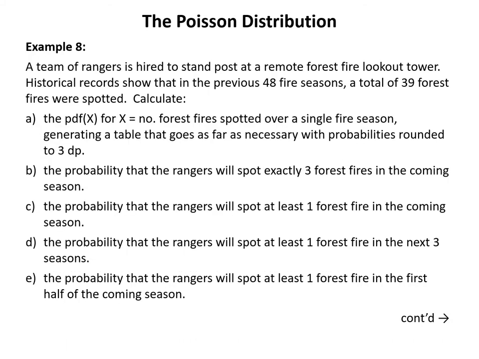In example 8, we have a team of rangers hired to stand post at a remote forest fire lookout tower. Historical records show that in the previous 48 fire seasons, a total of 39 forest fires were spotted there. And then we're asked to calculate the following. First, we're asked to figure out the PDF for the random variable X, which is defined as the number of forest fires spotted over a single fire season. And we specifically are instructed to generate a table that goes as far as necessary with probabilities rounded to 3 decimal places. So we'll make sure to follow that specification.